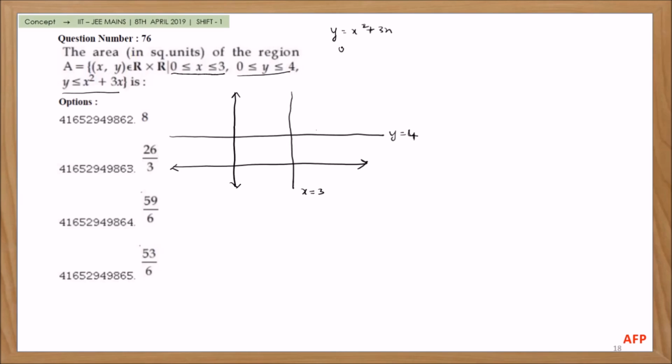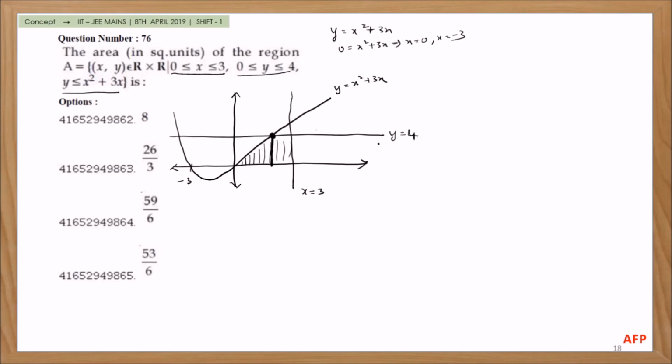So when y equals 0, what are the x values? So this implies x into (x plus 3), one x you will get 0, the next you will get minus 3. So here it is minus 3, and somewhere it will intersect with this line. So this is the equation we are having, x square plus 3x. We are supposed to find this area. To find this area we have to find this intersection point.